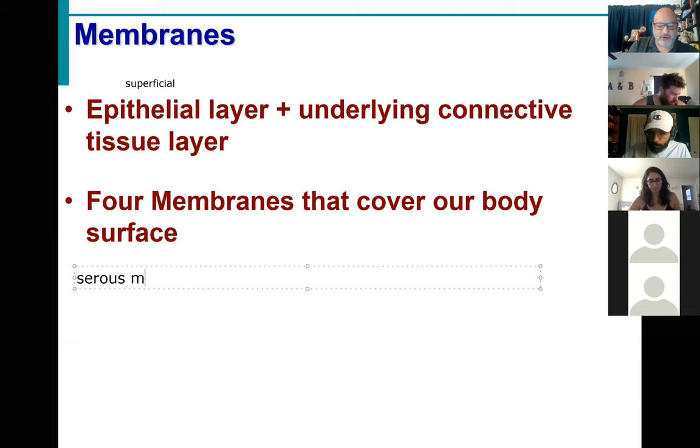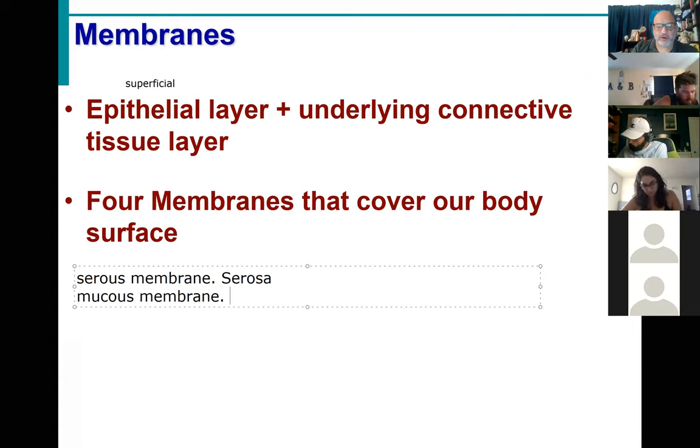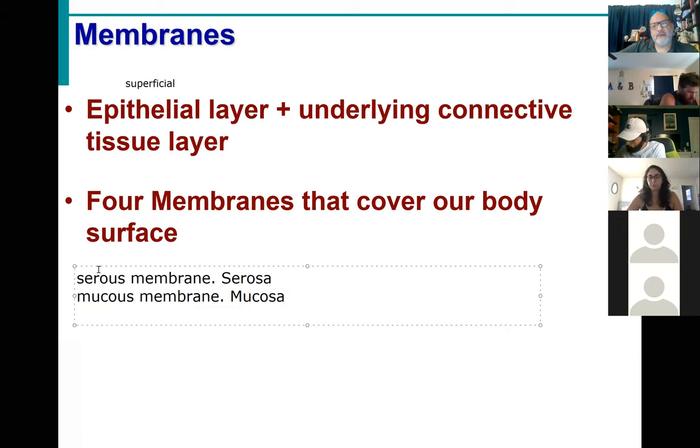So again, serous membranes. Again, fun with vocabulary. Serous is the adjective that describes the membrane. If we wanted to turn that around and make that a noun, we would say serosa. Excellent. What's another one? Oh, there you go. A mucus membrane. Again, mucus is the adjective that describes the noun membrane. If we wanted to just use it as a noun, we would say mucosa. What else?